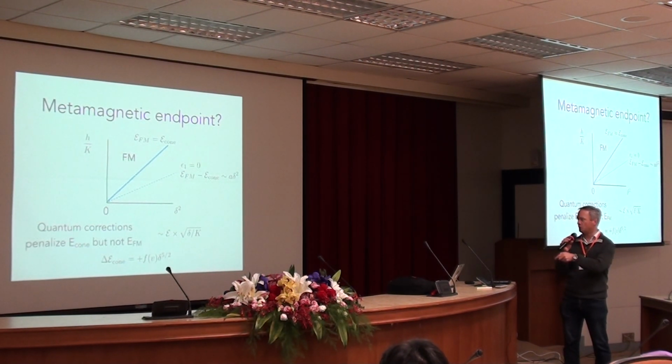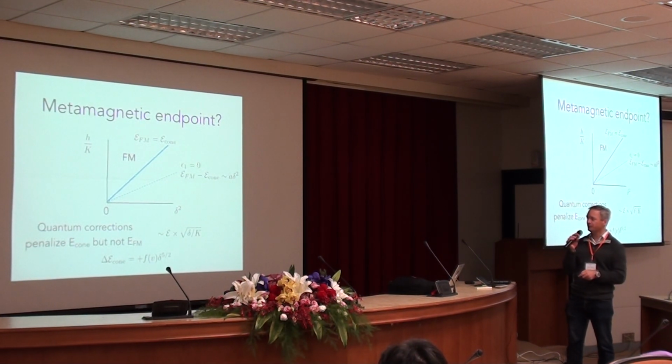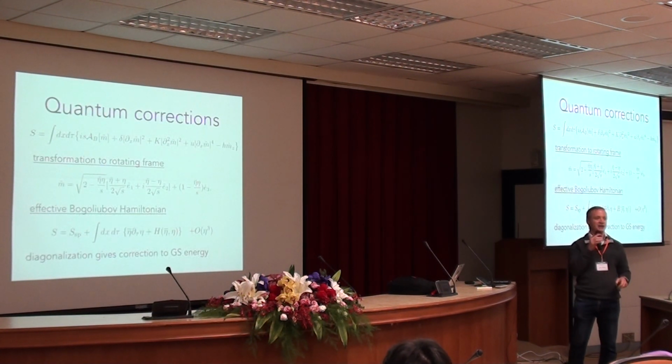It's basically small by this factor that was in front of the action, which was square root of k over delta. So we can expect there'll be a correction to the energy, which will be this factor times the saddle point energies. And the saddle point energies are of order delta squared, which is easy to work out. So we expect there'll be a correction of order delta to the 5/2. And indeed, that's the case.